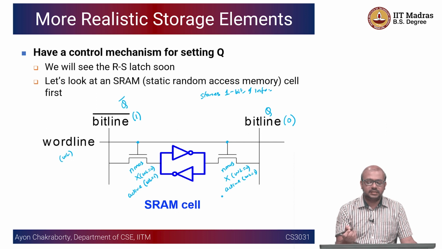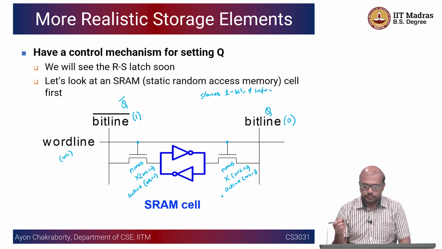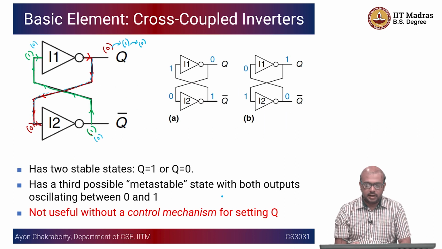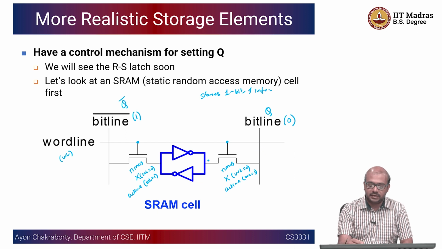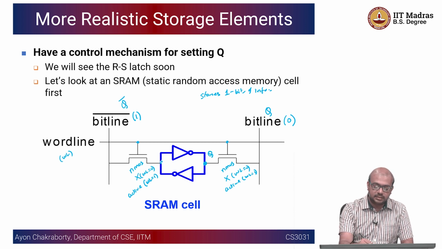So this is the same thing as we have shown in the last slide. It's the same cross-coupled inverter, just that Q and Q bar are written now. So the bit line, if I put this bit line as, let's say, 0, so this is, let's say, your value of Q. This becomes 0, and this is Q bar.